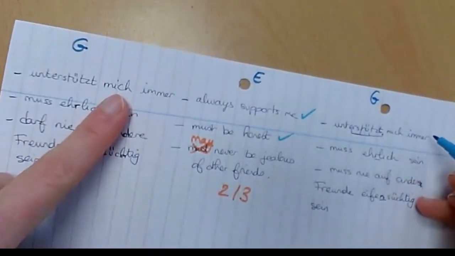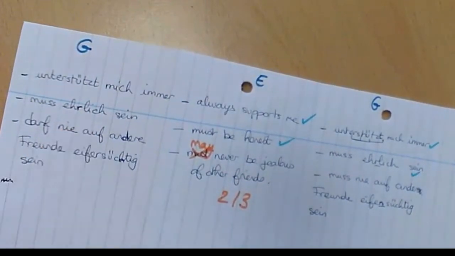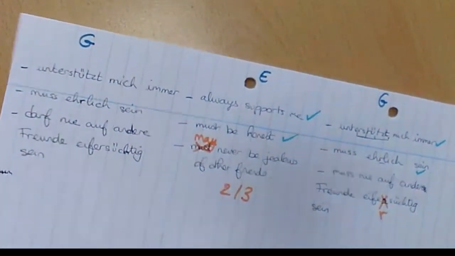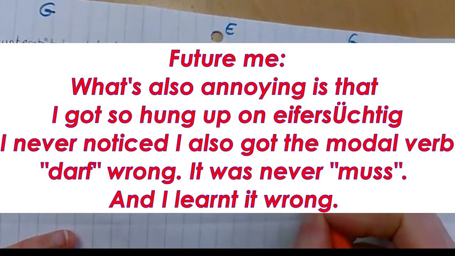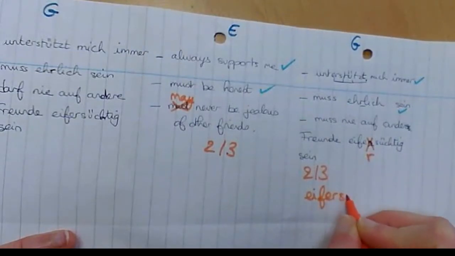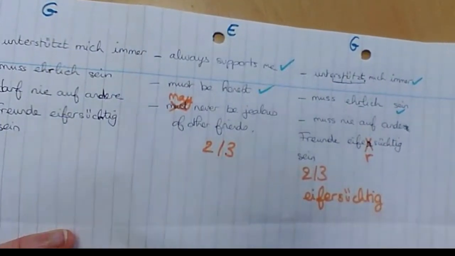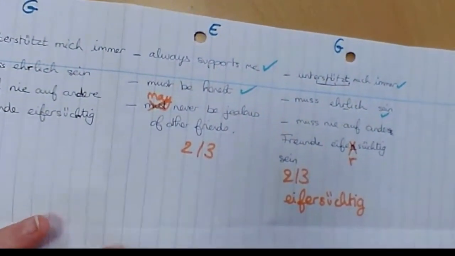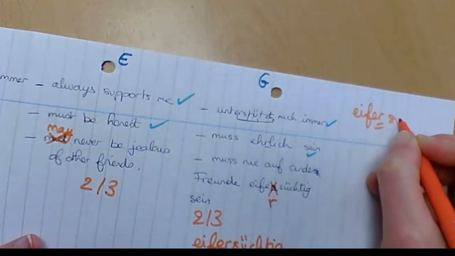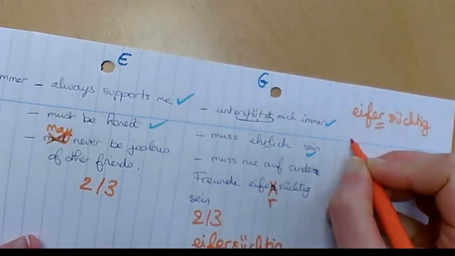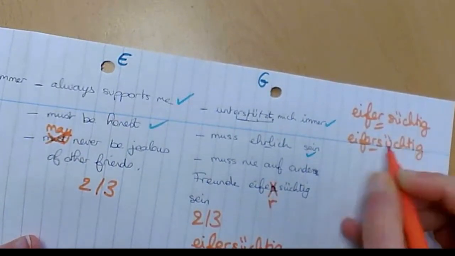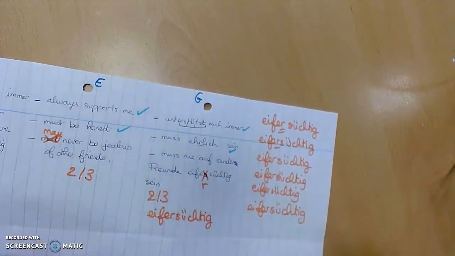So, unterstützt mich immer, correct. Muss ehrlich sein, correct. And muss nie, and it was an R. So, that's annoying. So that's still 2 out of 3. And what I'm going to do before I move on is write eifersüchtig several times. So one here, I'm going to write it 7 times. Eifersüchtig, and then eifersüchtig. I'm doing it in the color I don't like as well, so that I can really, hopefully, avoid the mistake, just so I don't see that color. Eifersüchtig, and that's 7 times.